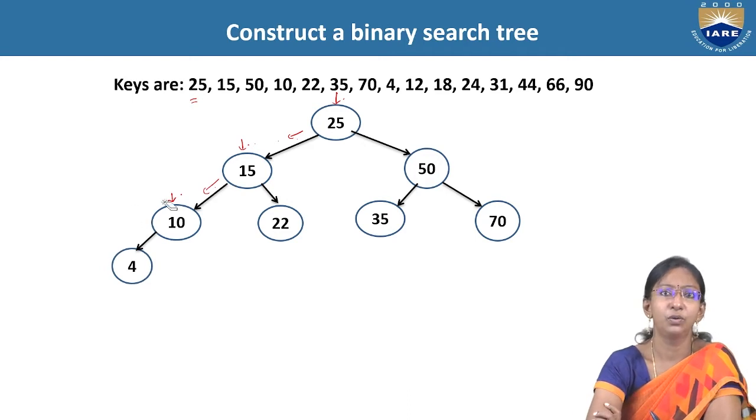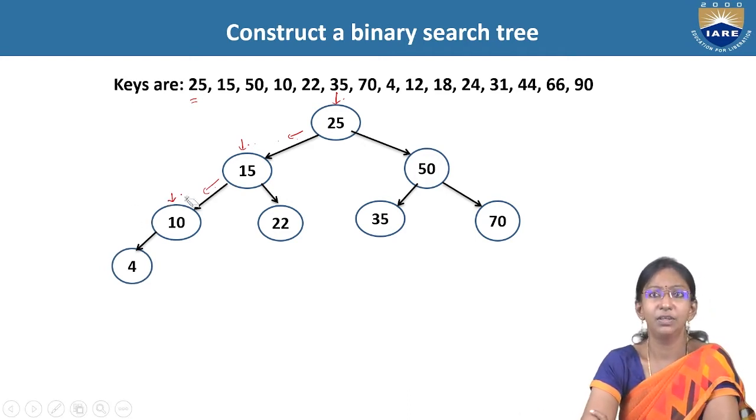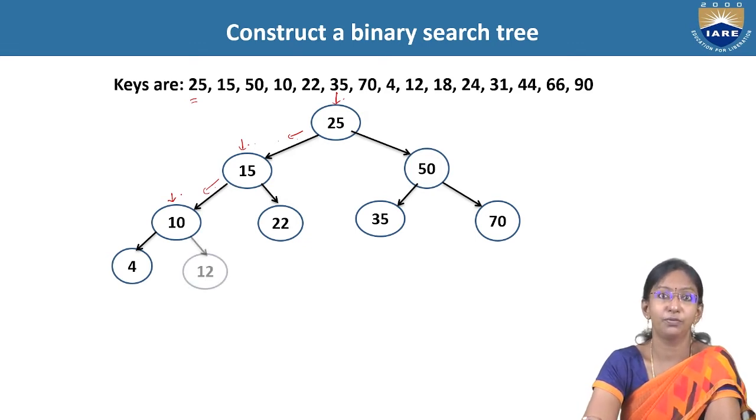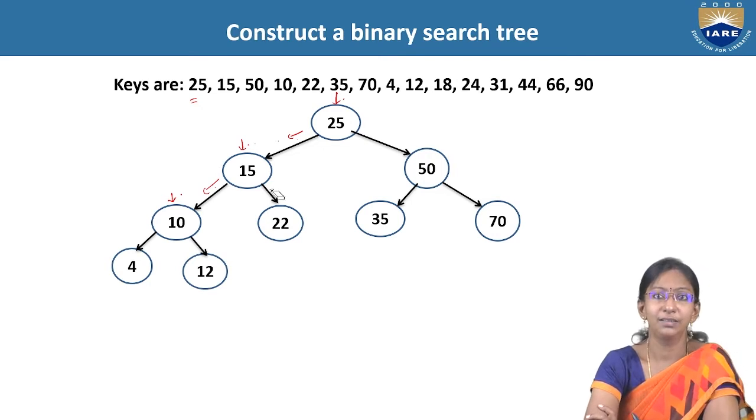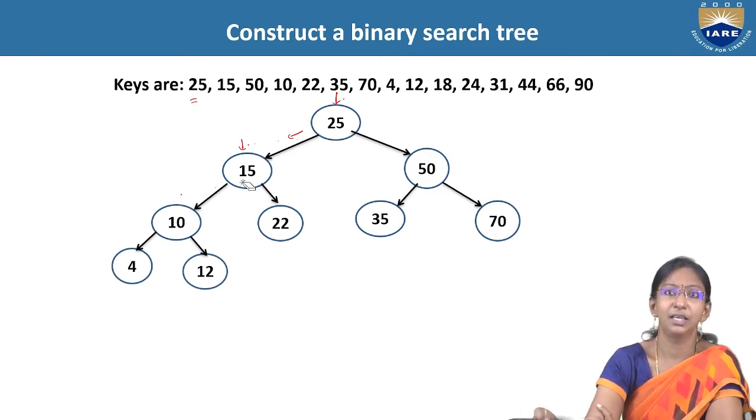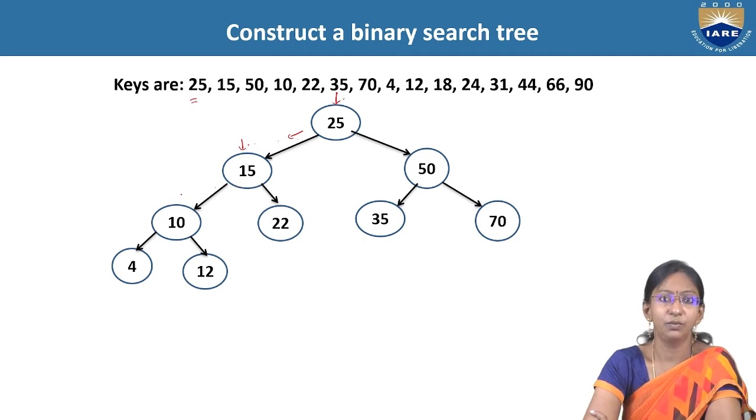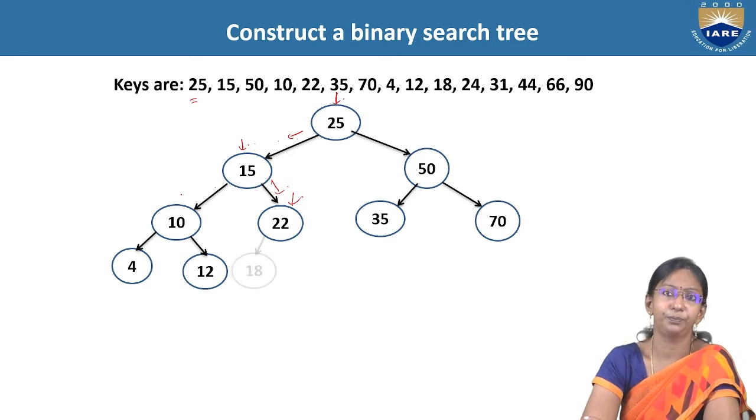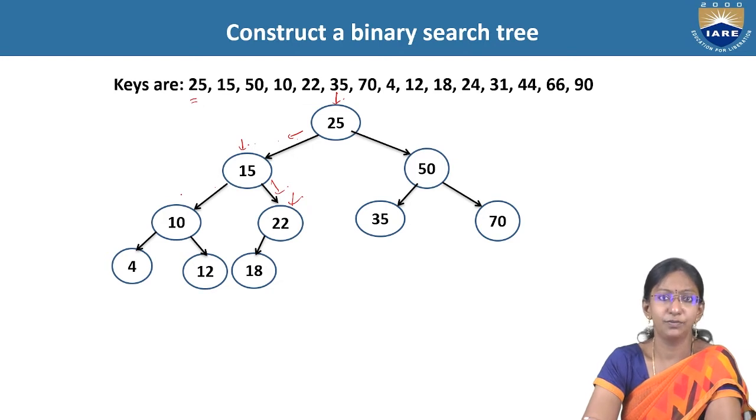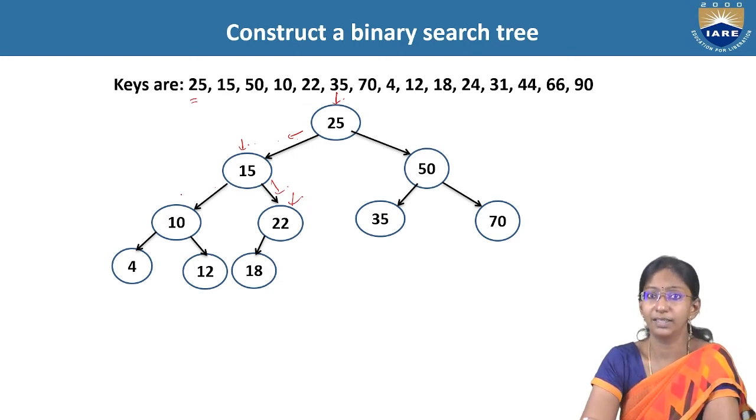Now 12. 12 is less than 25 and 15, but greater than 10, so right child of 10. The next element that I'm going to encounter is 18. It is less than 25, but greater than 15, so go to the right side and compare it with 22. It is less than 22, so left child of 22. Next is 24. Less than 25, so left side. Greater than 15, so right side. Greater than 22, so right side.